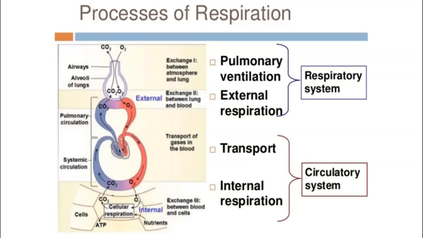So let's return to the gas exchange regions and examine external respiration. Now, external respiration is the process of gas exchange between the air in the alveoli and the red blood cells that are in the bloodstream.